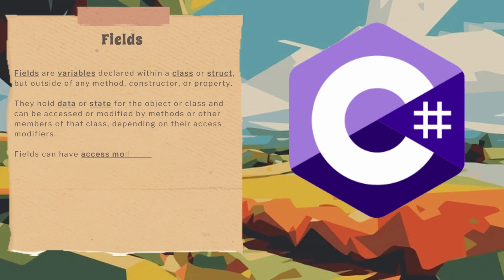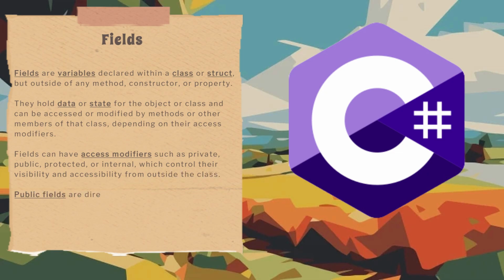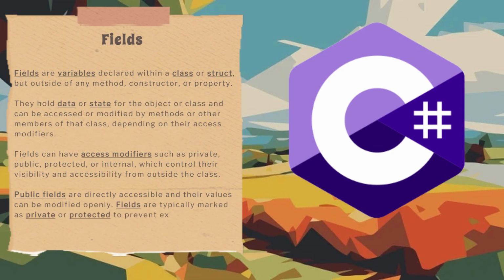Fields can have access modifiers such as private, public, protected, or internal, which control their visibility and accessibility from outside the class. Public fields are directly accessible and their values can be modified openly. Fields are typically marked as private or protected to prevent external access, following the principle of encapsulation.